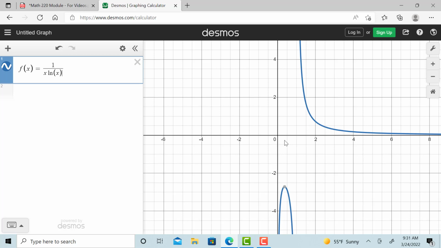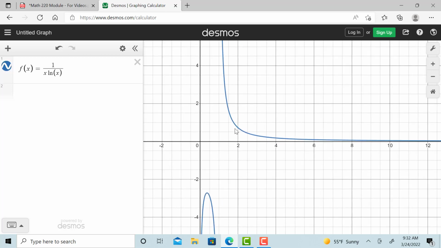Okay, so let's see if all those things are true. The first thing, is our function continuous from 2 to infinity? Well, look at this. Yeah, it's definitely continuous, there are no holes. It was discontinuous at 0 and 1, but from 2 to infinity, it's fine.